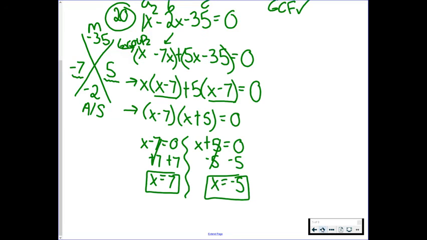And those are your 2 solutions to that equation, positive 7 and negative 5. That's the end of your test.